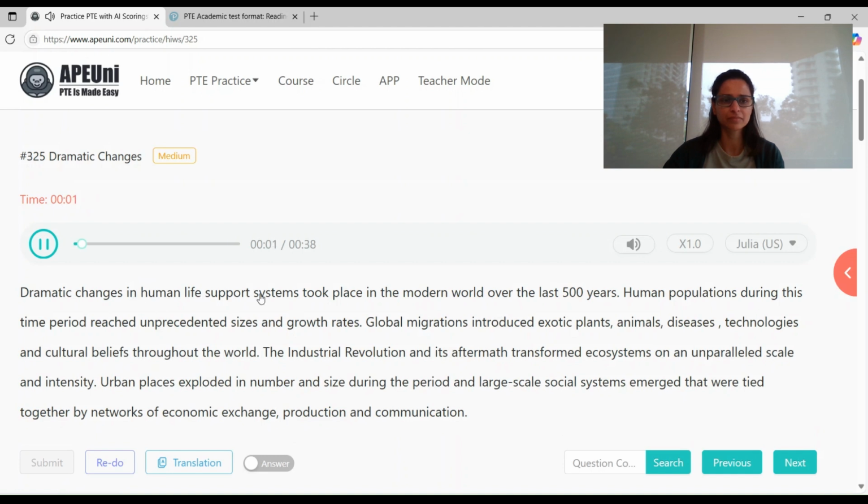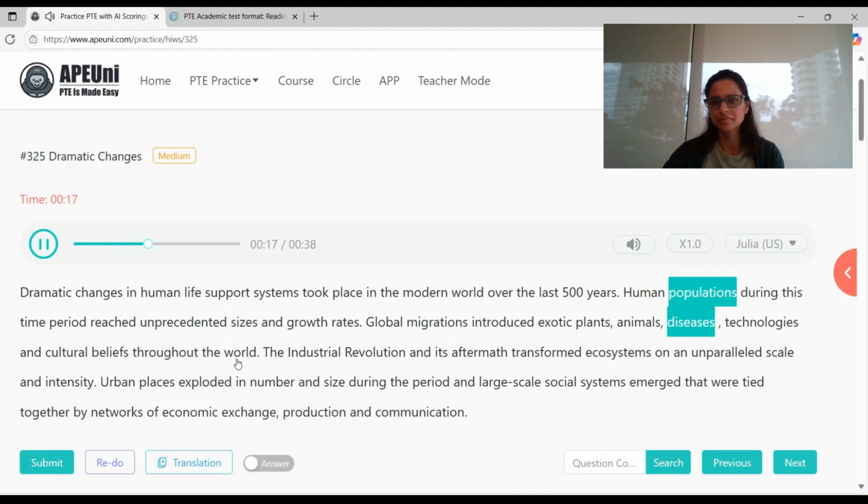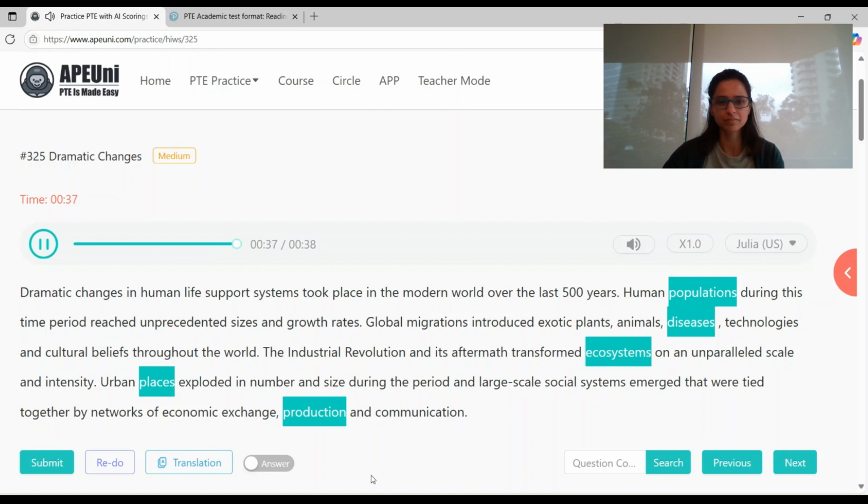Dramatic changes in human life support systems took place in the modern world over the last 500 years. Human communities during this time period reached unprecedented sizes and growth rates. Global migrations introduced exotic plants, animals, developments, technologies, and cultural beliefs throughout the world. The Industrial Revolution and its aftermath transformed economies on an unparalleled scale and intensity. Urban spaces exploded in number and size during the period, and large-scale social systems emerged that were tied together by networks of economic exchange, transport, and communication.